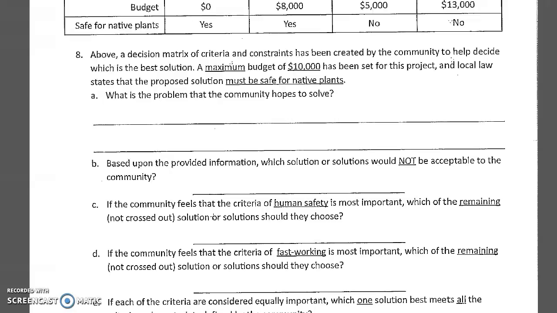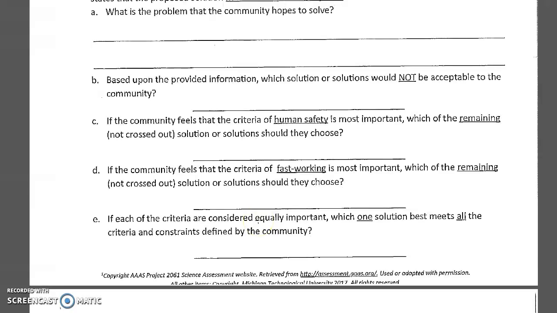C, if the community feels that the criteria of human safety is most important, which of the remaining, or not crossed out, solution or solutions should they choose? D, if the community feels that the criteria of fast working is most important, which of the remaining, or not crossed out, solution or solutions should they choose? E, if each of the criteria are considered equally important, which one solution best meets all the criteria and constraints defined by the community?